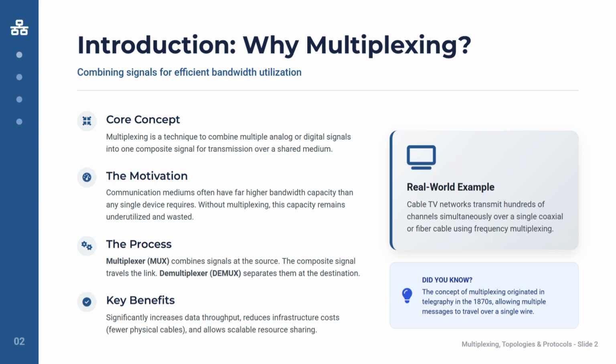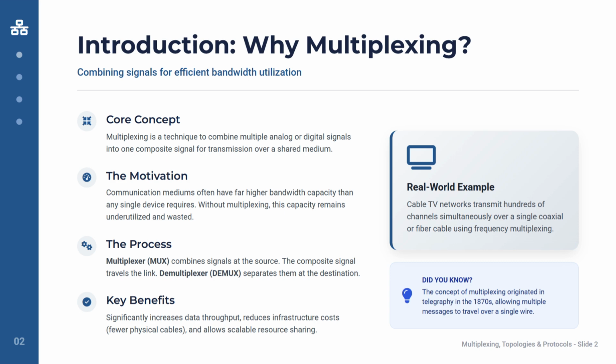And the key benefits? Oh, they're game changers. Multiplexing dramatically boosts data throughput, letting you pump more information through the same pipe. It slashes infrastructure costs by minimizing the need for extra physical cables. Fewer wires mean less digging, less maintenance, and greener builds. Plus, it enables scalable resource sharing, so as your network grows, you can add more users without ripping everything up.